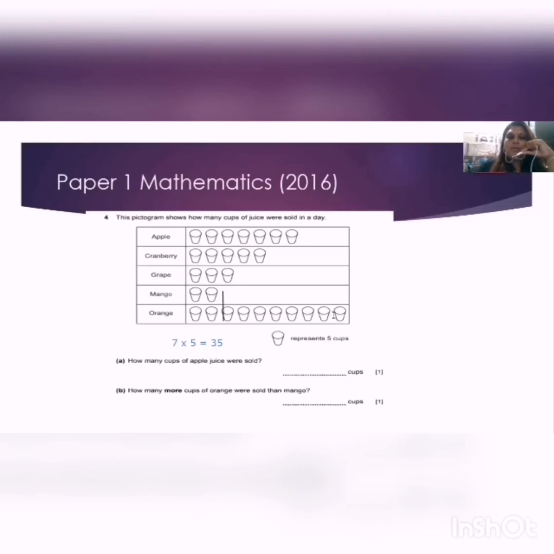So we have to subtract these 2 cups because we are going to find out how many more cups of orange were sold than mango. So 10 minus 2 gives us 8. 8 times 5 is 40. So 40 more cups of orange were sold than mango. Okay, now let's move on to the next question here.